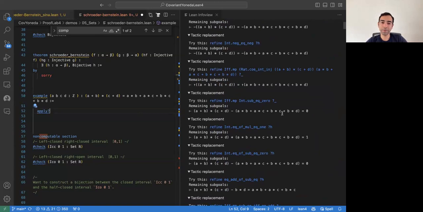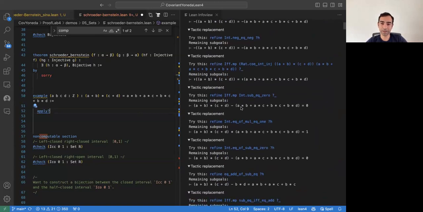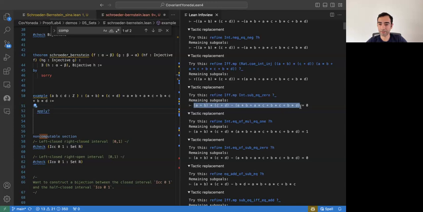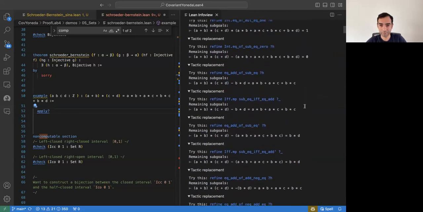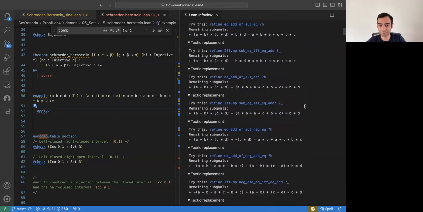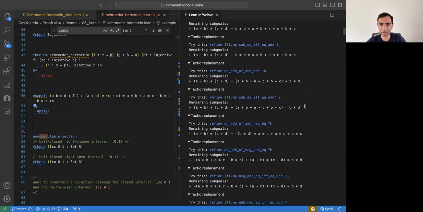What you can see is, if you did try this suggestion, for example, then Lean tells you, after trying this, your goal would be changed to this one. Now, this is not particularly helpful to have this goal after that, right? Because it basically doesn't do much. But we can scroll down to see which one can be more useful.